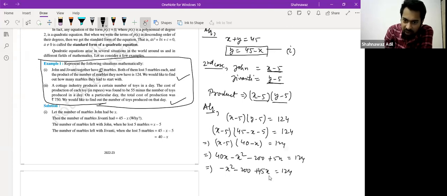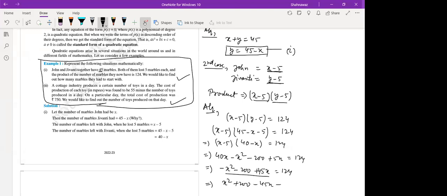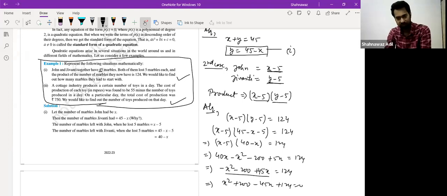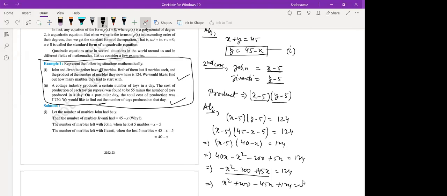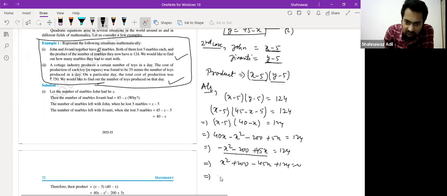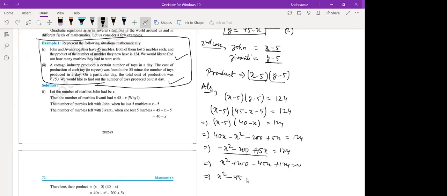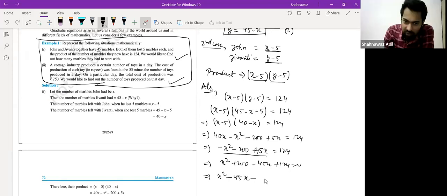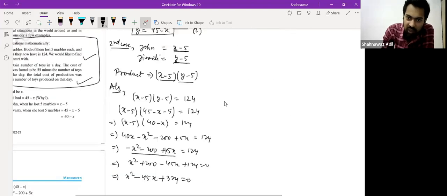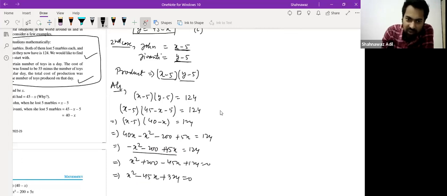And we can take all these terms to the right hand side. So this would be X squared plus 200 minus 45X plus 124, right? So this would be how much? 200 and 124, 324. Right, so this is a big number. Now we have to factorize 324 and get minus 45. So what would be the factors? 324 is how much?